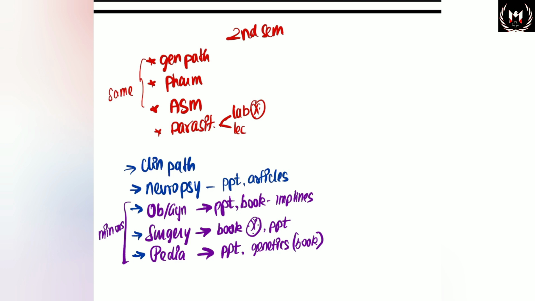For these three subjects, I think you won't have enough time to cover the book, because you will already have a hard time with GenPath, Pharm, ASM and Para. But don't lose hope. Try to cover as much as possible. If not, don't worry. You can study these books next year, that is in your third year. So this is what I think is important for second year. You don't have to stress much, but don't waste even a minute in second year.